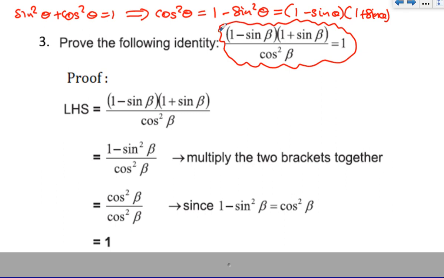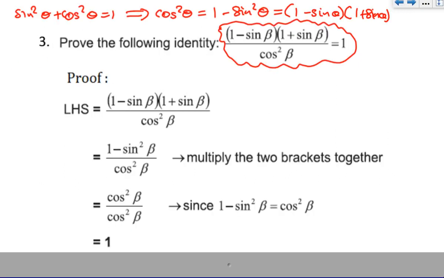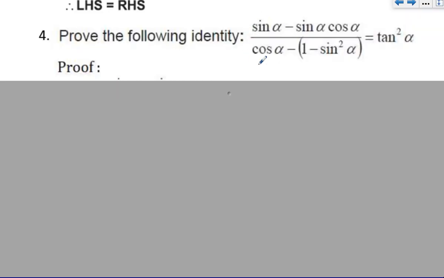This worksheet has 10 examples, 4 of which are examples and 6 you must do as homework. But if you haven't done your homework, don't look at the correction video. Try to attempt it, then look at it. Otherwise, you're not going to learn anything. Let's look at example number 4. Example number 4 is this complicated looking one here.